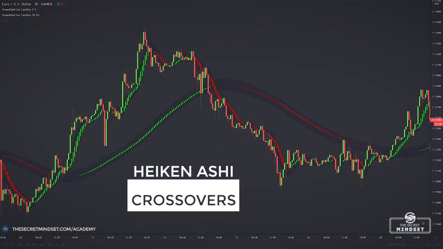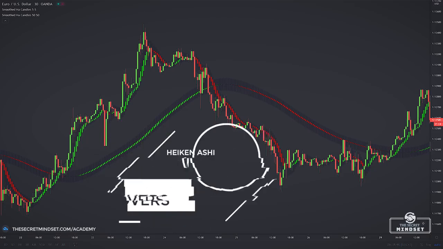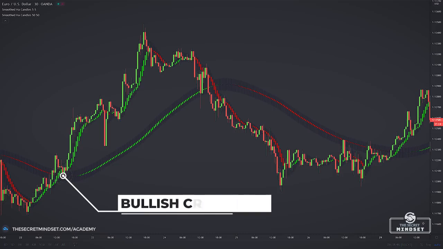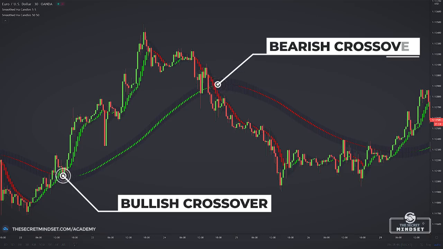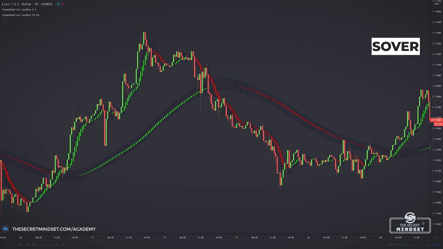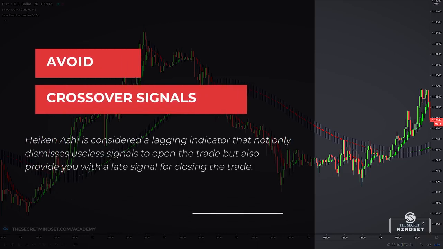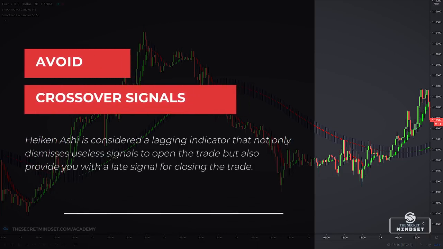Now, very important, when making use of multiple smoothed Heiken Ashi, you might have the idea to trade when the lines will cross. A bullish cross is identified when the short-term smoothed Heiken Ashi crosses above the long-term smoothed Heiken Ashi, while a bearish cross represents the short-term smoothed Heiken Ashi crossing below the long-term smoothed Heiken Ashi. Don't use this strategy. Heiken Ashi is considered a lagging indicator that not only dismisses useless signals to open the trade, but also provides you with a late signal for closing the trade.